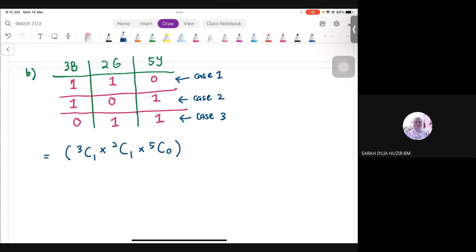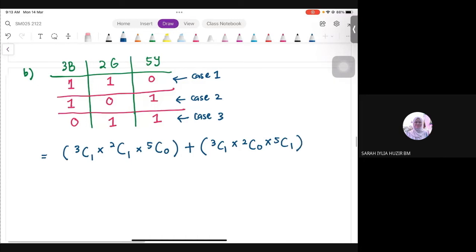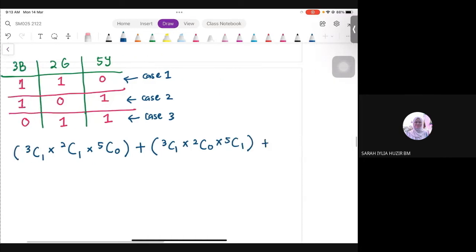Settle with the first case, sebab tu saya buka satu bracket. Now, moving on with the second case, because it's involving different cases, situation yang dah berbeza, so we have to use summation. Kena tambah kat situ. Okay, masuk pula case yang kedua. So, we have 3C1 times 2C0 times 5C1. Itu baru case yang kedua. Okay, now kita sama lagi, case yang ketiga pula. So 3C0 times 2C1 times 5C1.